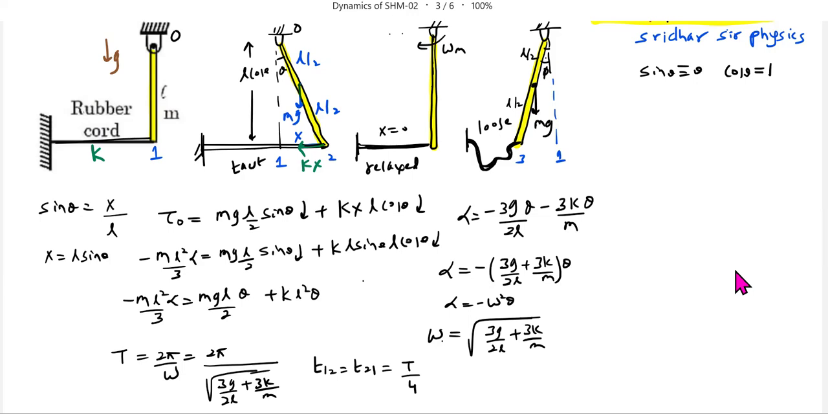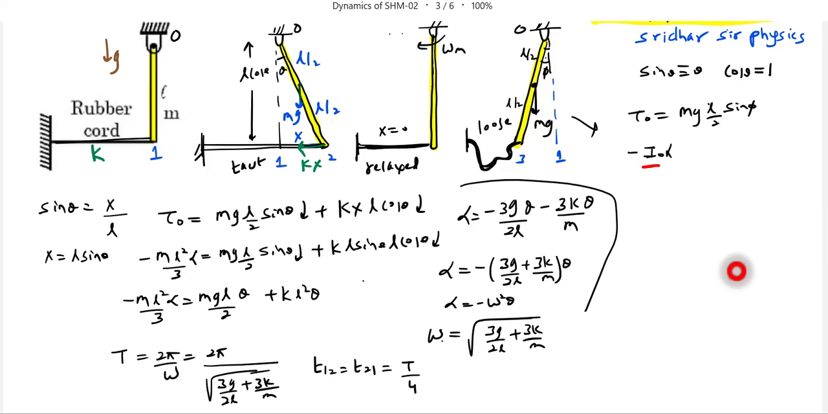So mg into L by 2, torque about point 2, the same thing for this part of the rod, should be equal to mg into L by 2 sine phi. This should be equal to minus I naught alpha. Why negative sign? Because torque due to weight mg will be anti-clockwise and the angular displacement was clockwise. Therefore, this negative sign.